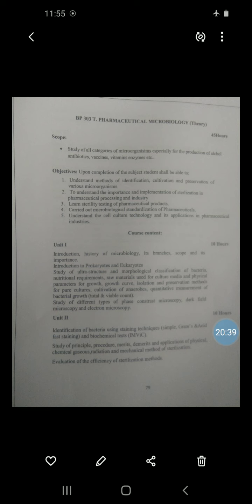Then next application, this method has also been used to sterilize pasteurized meat and other food items.